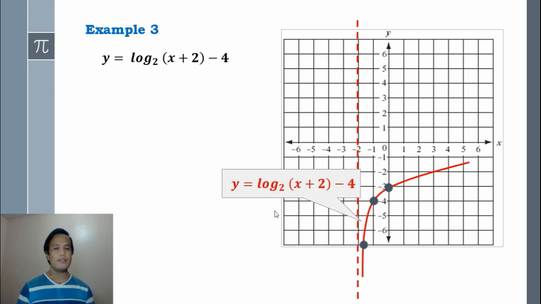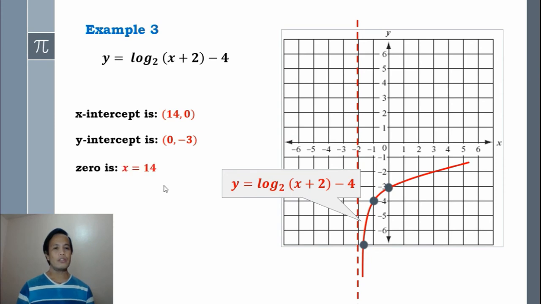So if we are going to identify the x-intercept, we set the value of y to 0, change to exponential form and simplify. We will get the x-intercept as (14, 0). The graph will extend infinitely to the right, so eventually it will cross the point (14, 0). But the y-intercept is at point (0, -3). And the zero of the function is x equals 14. And of course, our vertical asymptote is the same at x equals negative 2.